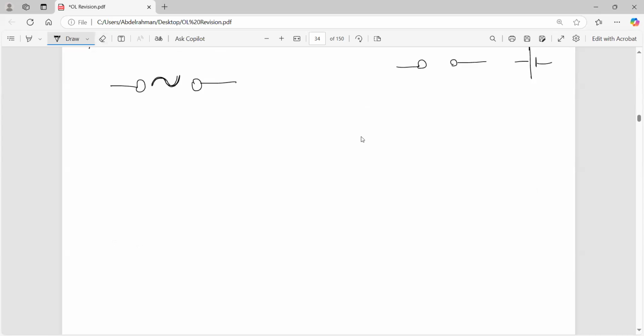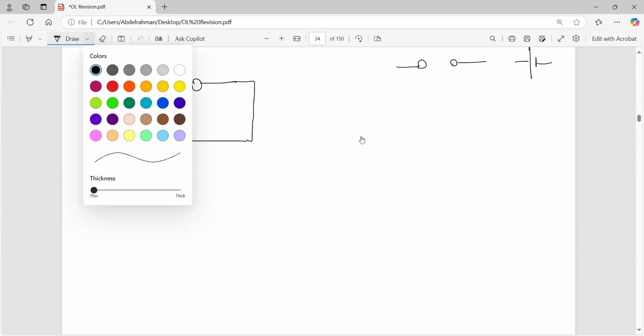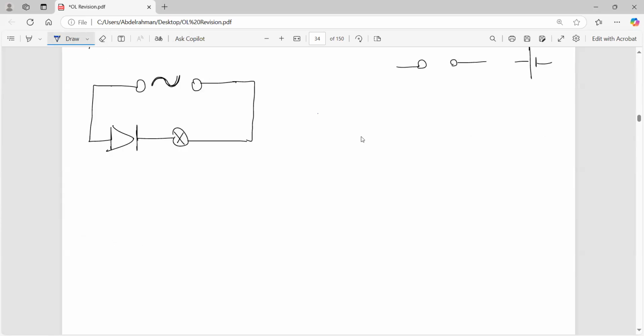If we add a diode next to, let's say, a lamp or a resistor, it will allow the current to pass in only one direction, which is if and only if the positive side is on this side and the negative side is on this side. Why? Because the current can only pass in this direction, so this would allow the current to pass.